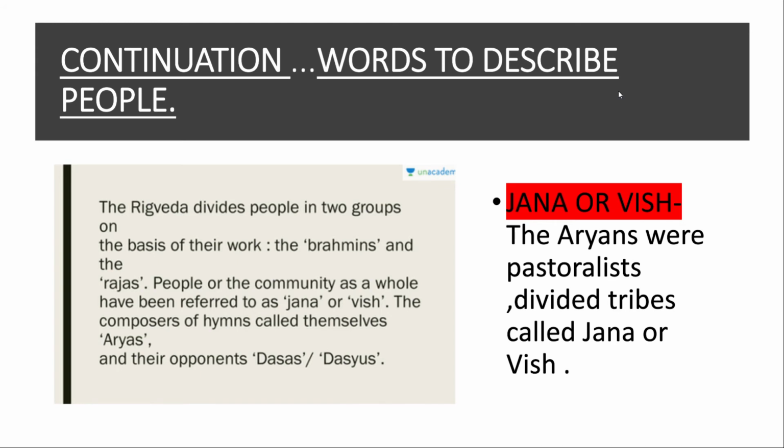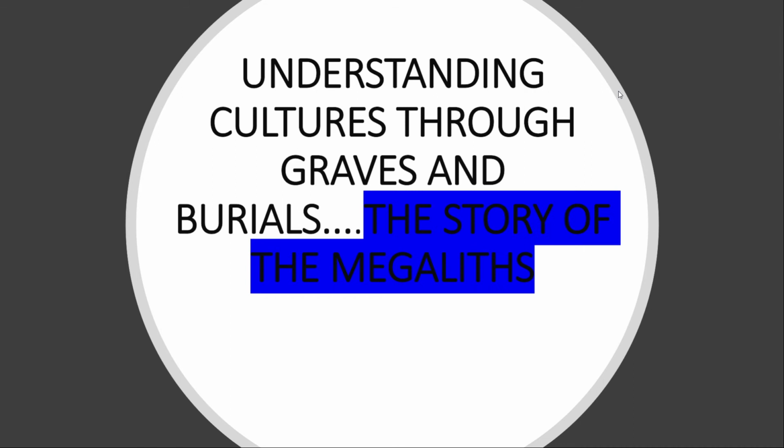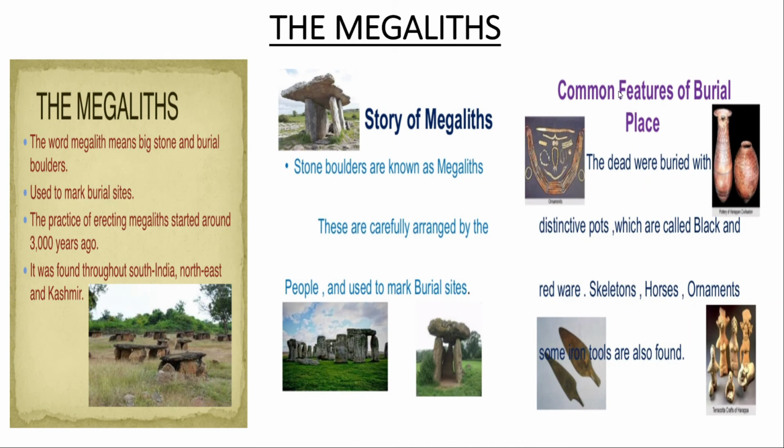After this Dasa, understanding culture through graves and burials, the story of the megaliths. Now see children, this word megaliths means big stones. At many places in the Deccan, South India, the northeast and the northwest, especially Kashmir, huge stone boulders have been found. These boulders are generally arranged in a circular pattern. These were used to mark graves or burial sites. These stone boulders are called megaliths.